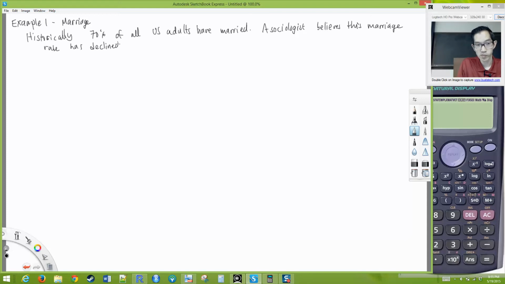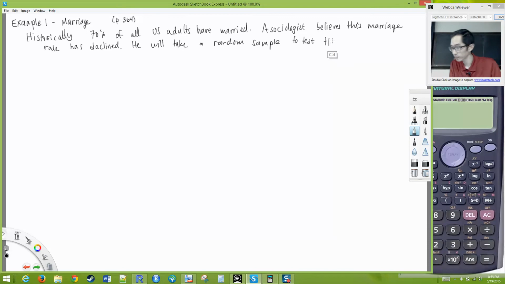Okay, he will take a random sample. So if you have the second edition, I don't know what it is in the first edition, but it's page 364 in your textbook. You'll take a random sample to test this hypothesis. Okay. What is the word after marriage? Marriage rate. A sociologist believes this marriage rate has declined. He will take a random sample to test this. Okay. So in this case, what would our hypotheses be?